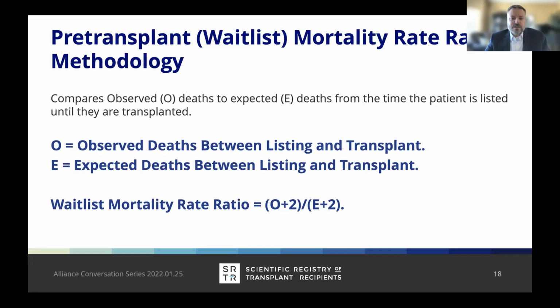This methodology here, this is the only math in the entire presentation, I promise you. If you simply add 2 to the observed count and then divide that by the expected count plus 2, you arrive at the waitlist mortality rate ratio. And that plus 2, there's some complex math behind that. Maybe you've heard the term, the SRTR's Bayesian methodology that applies what we call in statistics a shrinkage parameter to these estimates. That's exactly what the plus 2 is doing. There's some complex math behind that, and we do have a paper in the AJT if you want more detail about how that plus 2 works.